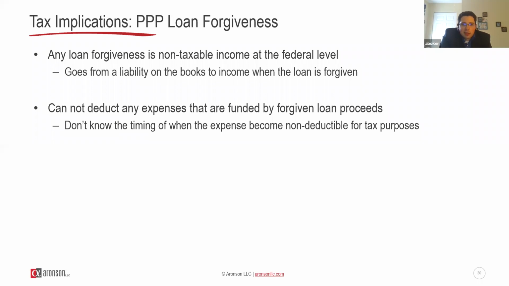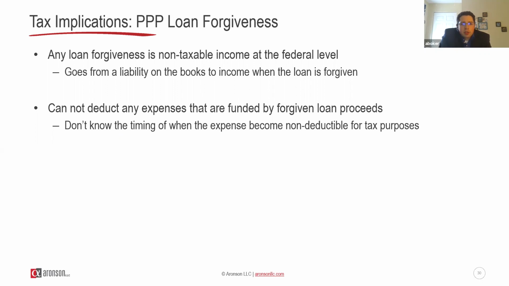Now, at the moment, and I say at the moment, this could change, but as it stands in present day, you can't deduct any expenses that are funded by loan forgiveness proceeds. So if the loan is forgiven, the good news is that the income comes off the tax return. But on the flip side, the expenses that were funded by that PPP loan forgiveness also come out. So if you get 100% loan forgiveness, it's effectively a wash for tax purposes. No income, no expenses on the flip side.